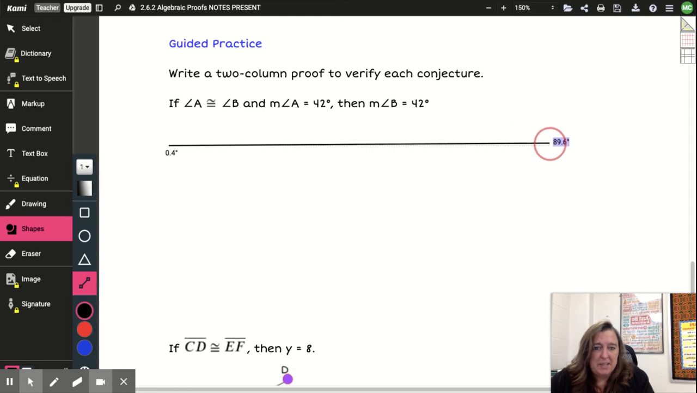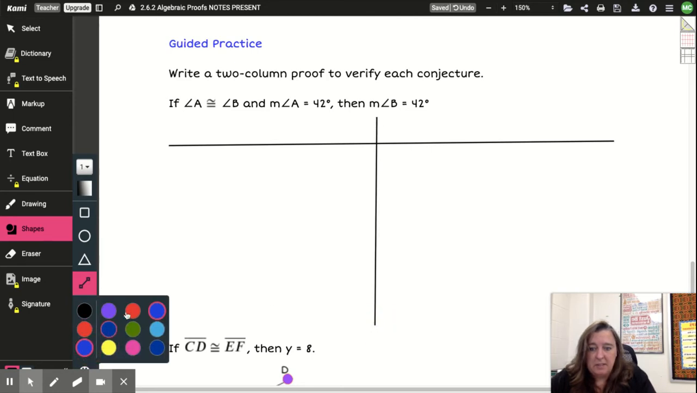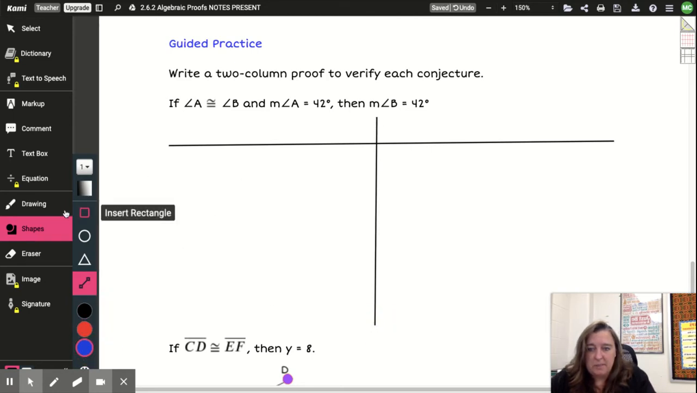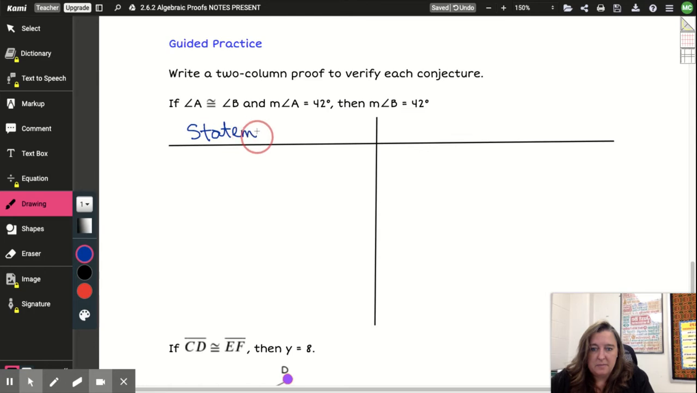So I'm going to start by making myself a two-column proof. So I'm just creating two columns. I'm going to fill in titles on each of those. We've got statements on the left, and we've got reasons on the right.